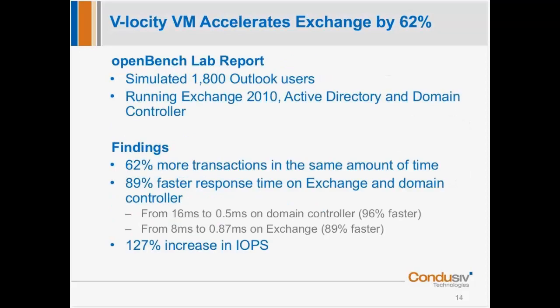Sure. So OpenBench also got very specific. They took Velocity VM and ran it with Exchange, and they simulated 1,800 Outlook users. They ran it on Exchange 2010 with Active Directory and a domain controller. And they found that they could do 60% more transactions in the same amount of time, and that they had an 89% faster response time on Exchange and the domain controller.